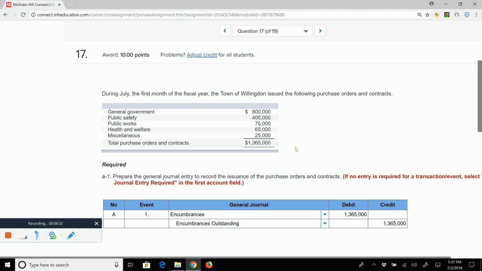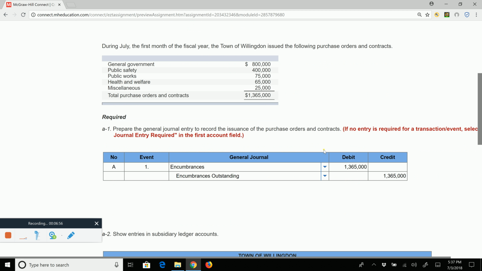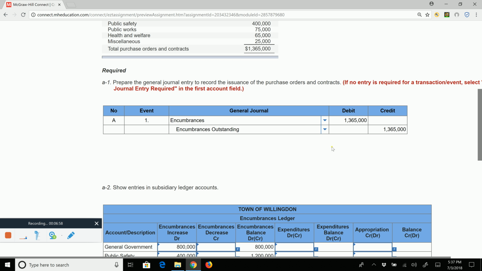And so here we have an example where we've got the first month of the fiscal year. The town of Willington issued the following POs and contracts totaling $1,365,000. So like I said, in a for-profit world, we would just throw these POs or the contract in the inbox and wouldn't record any journal entry. But in modified accrual, using budgetary accounting, we're going to record this journal entry here. And as you see it, debit encumbrances, credit encumbrances outstanding.